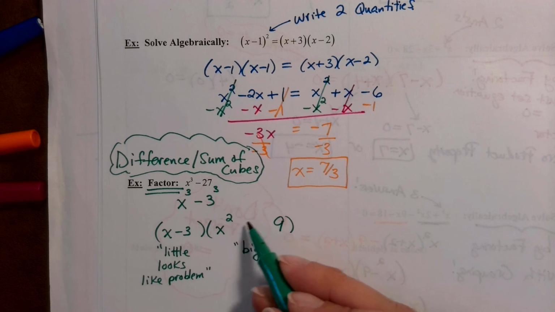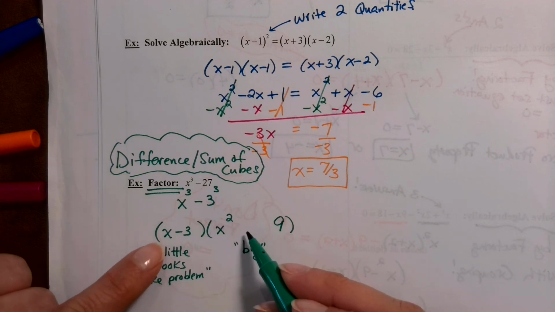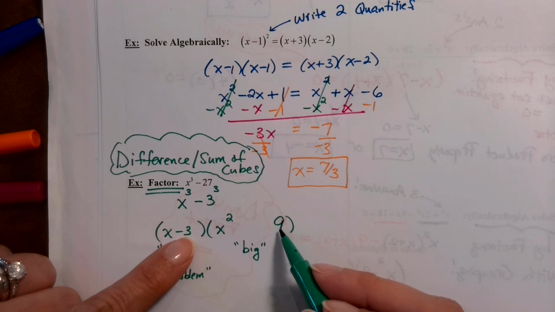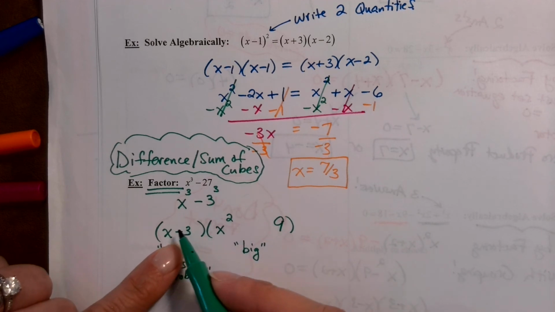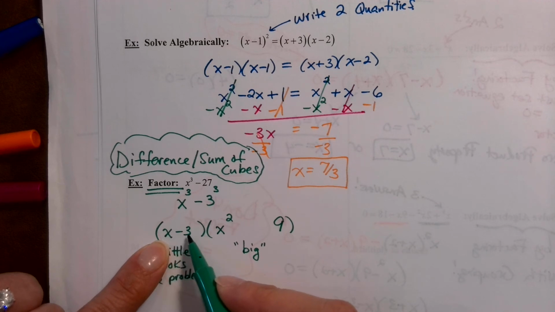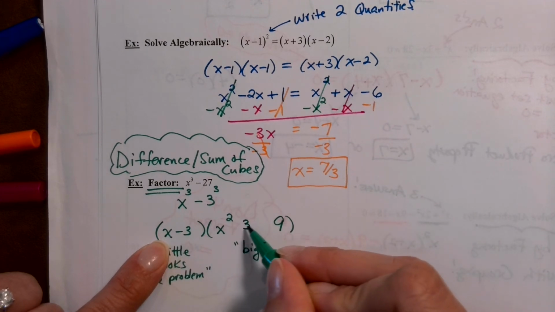Now, what about the middle? I can't take 2 x's, and I'm not going to take 2 3's. Oh, I know what I'll do. I'll take 1 of each. 3 times x. That's 3x.